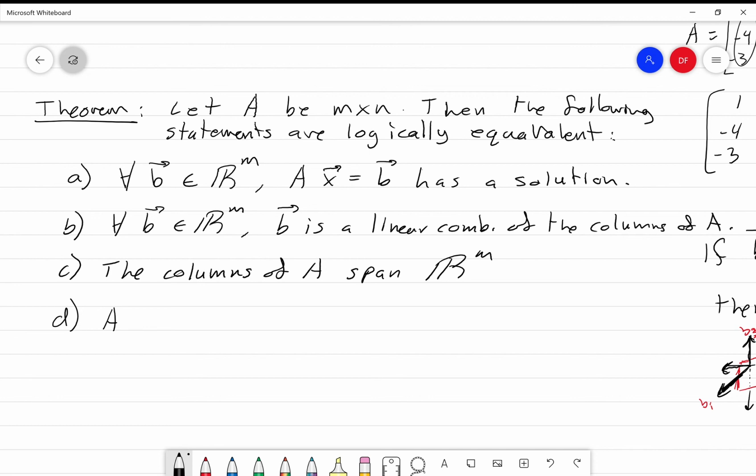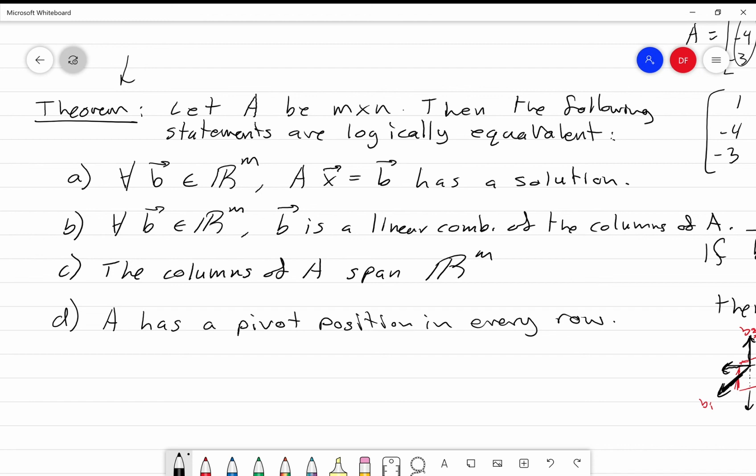And this is equivalent to saying A has a pivot position in every row. You should know this theorem, okay? And you should know how to use it as well. Be careful though, this theorem applies to coefficient matrices, not augmented matrices, right?